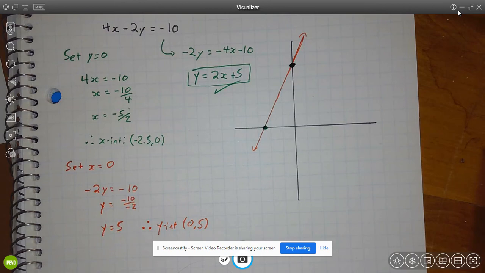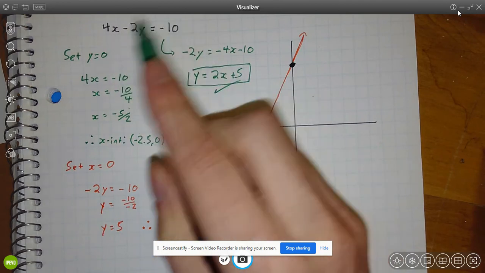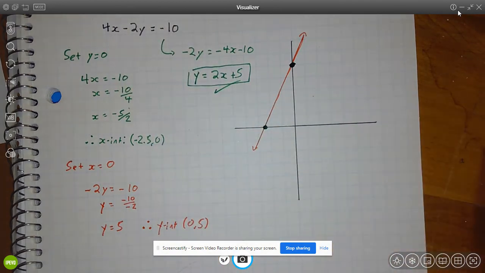On your homework today, or as we work through this unit, you might want to explore which methods you prefer when graphing lines by hand. And then again, we can always check by plugging the original equation into Desmos to make sure that our line is correct. Okay, so that's all for now.